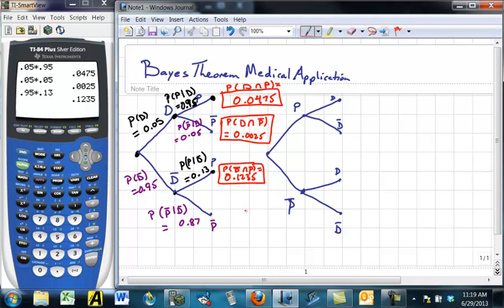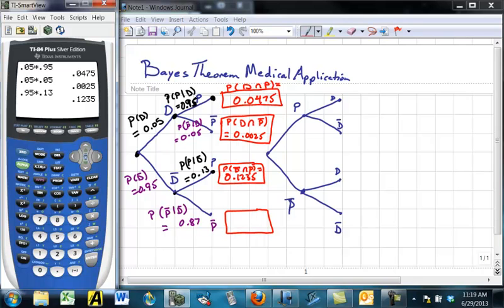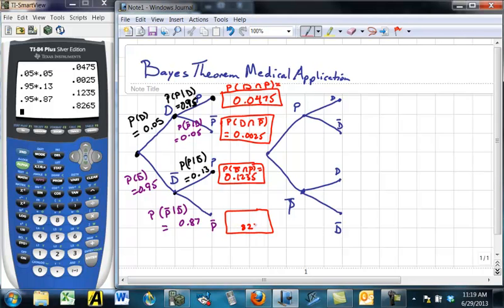And then finally, the last one here, 0.95 times 0.87. 0.8265. That's the probability that they do not have the disease and they do not test positive. That's going to be most of the people, almost 83%.